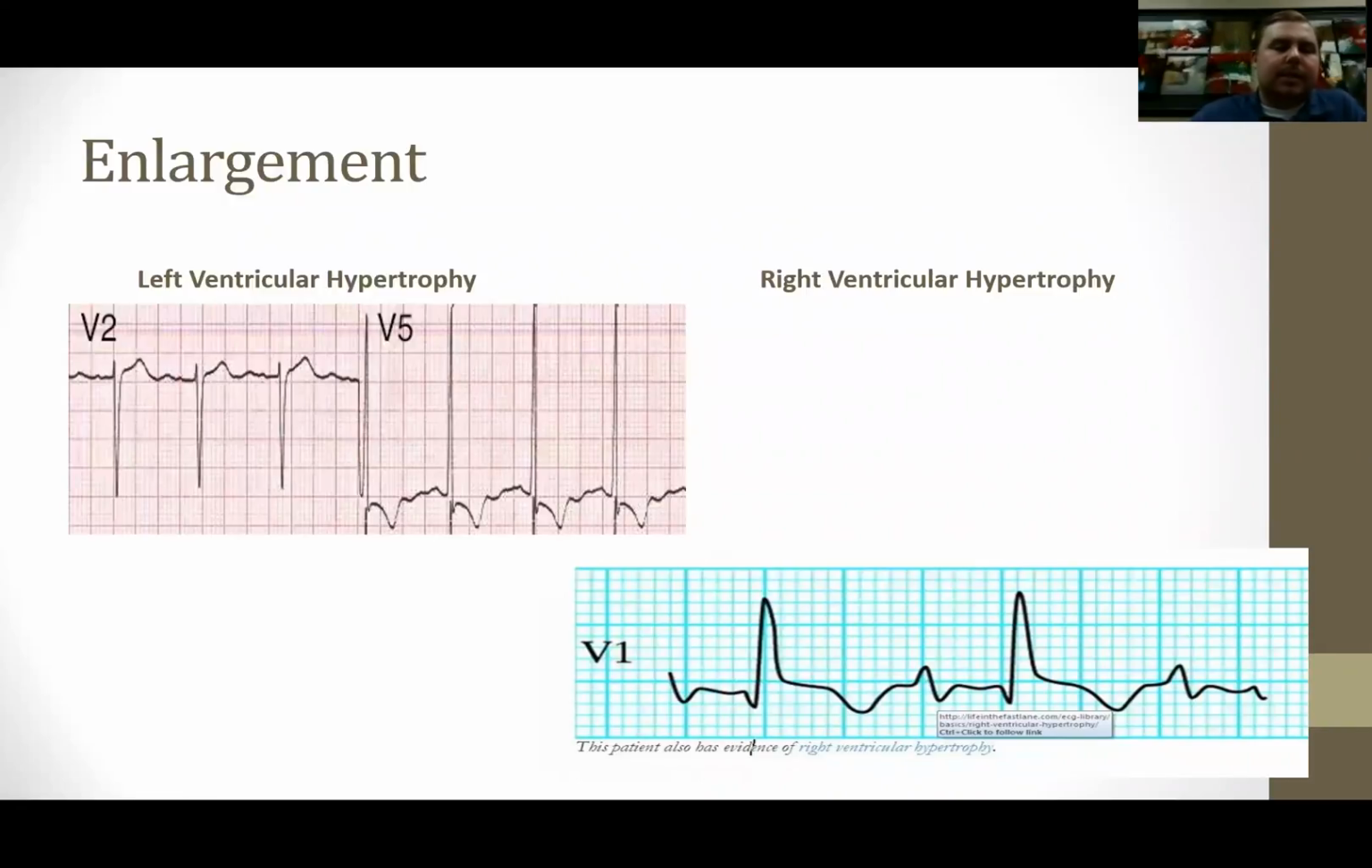Most common criteria. Other criteria is if any lead on the 12 lead is greater than 35 millimeters, which if you look at V5 is greater than 35 millimeters. That's LVH, but a lot more non-specific for LVH. The most sensitive and specific criteria would be looking at lead AVL. And if lead AVL's R wave is greater than 11 millimeters, that's LVH.